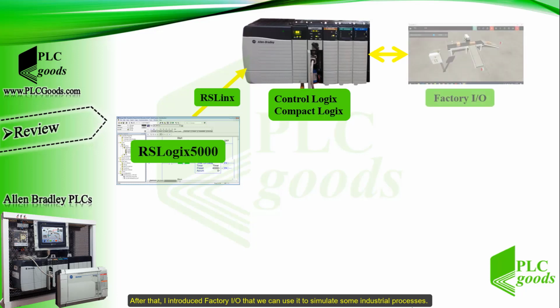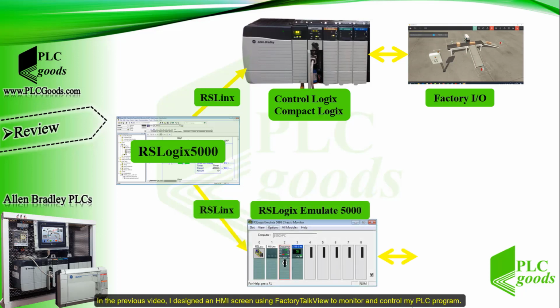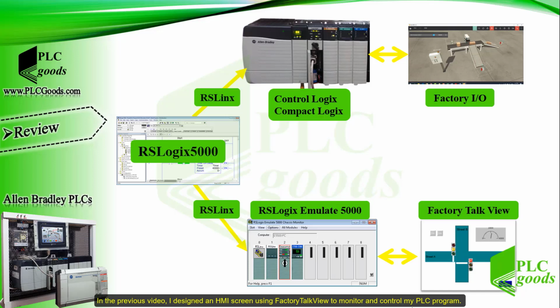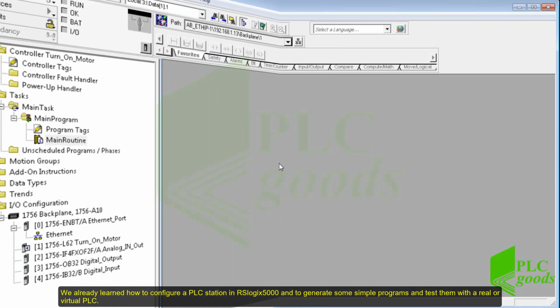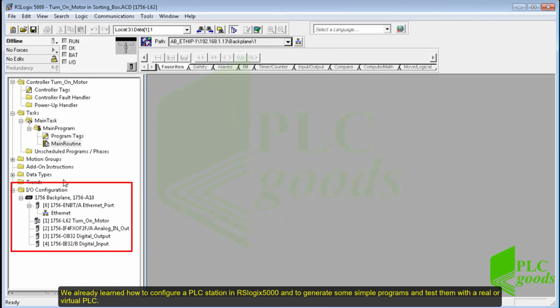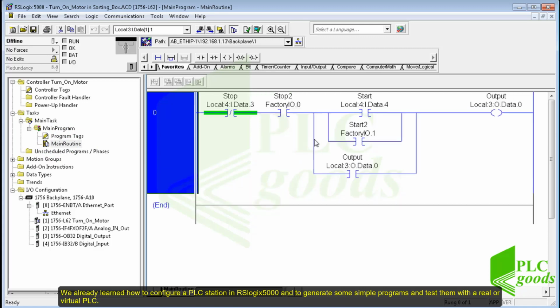After that, I introduced Factory IO that we can use to simulate some industrial processes. In the previous video, I designed an HMI screen using FactoryTalk View to monitor and control my PLC program. From now on, I prefer to use PLC Trainer controller and Factory IO to test short programs. We already learned how to configure a PLC station in RSLogix 5000 and to generate some simple programs and test them with a real or virtual PLC.